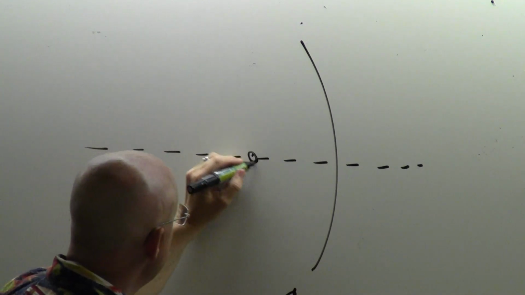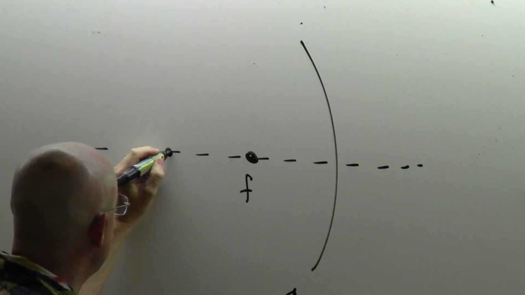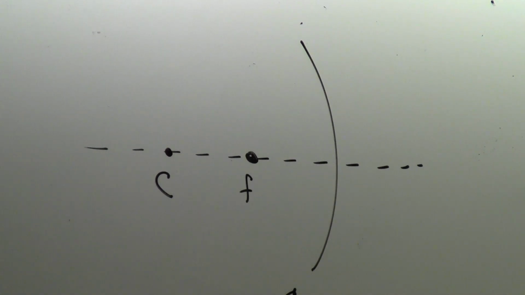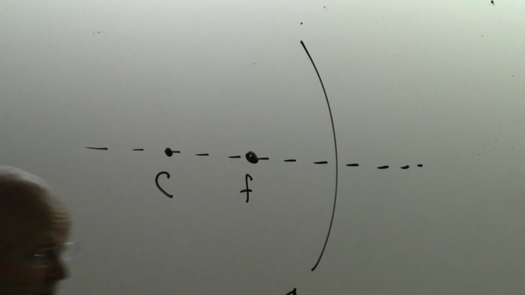The concave mirror only has one focal length, but it also has one center of curvature. And so if you remember that discussion from chapter 17, we were paying close attention to these two points, and we will do the same thing.